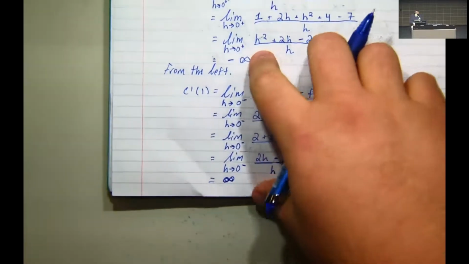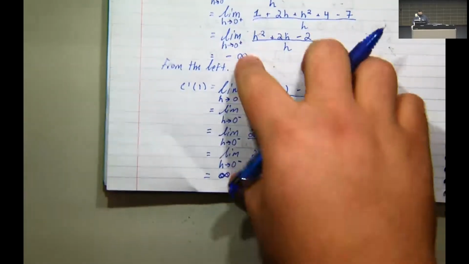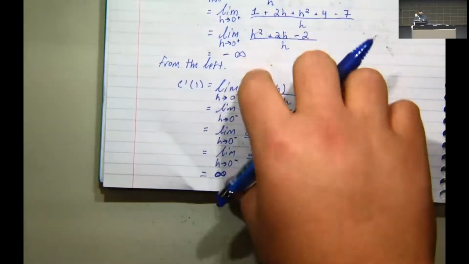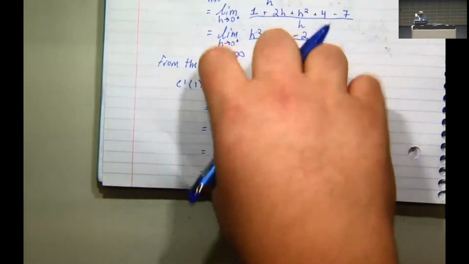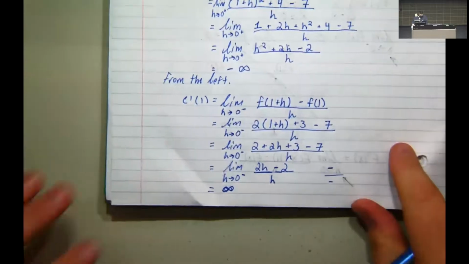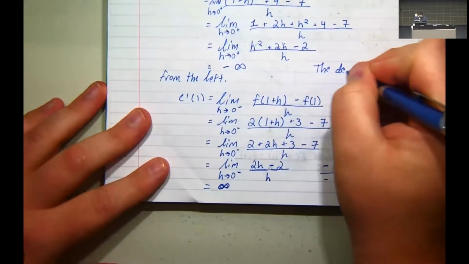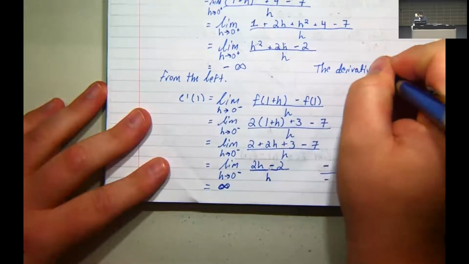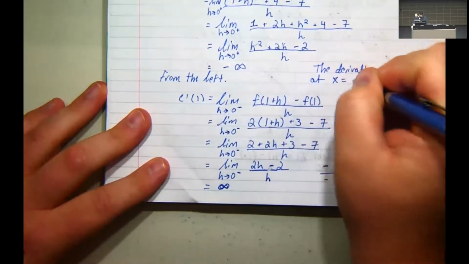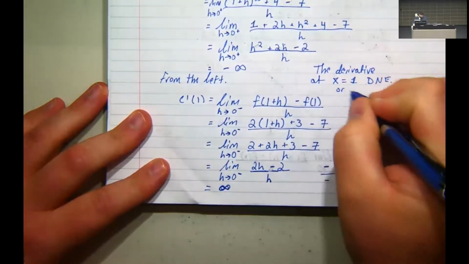So not only are these limits not defined because they're infinities, also they're not equal. Even if both were still positive infinity, it's still not defined. So we would say the derivative at x equals 1 does not exist or is undefined.